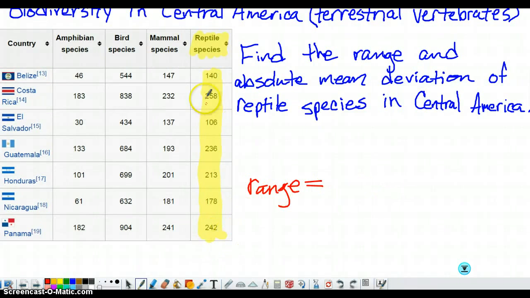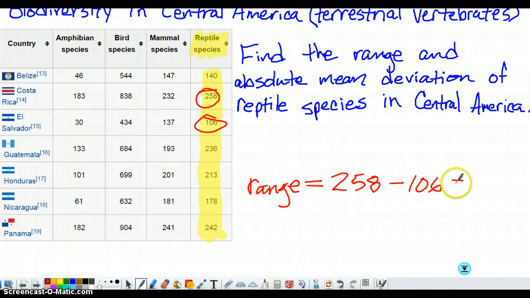Alright, so hopefully you were able to see that our greatest value was 258, and the least value is 106 in El Salvador. So when we calculate our range, we come up with a range of 152. Now I want you to find the absolute mean deviation on this one, and show me your answer when you are finished. Once you show me your answer, you can get the worksheet for today and finish it up for homework. If you have any questions, please just ask.